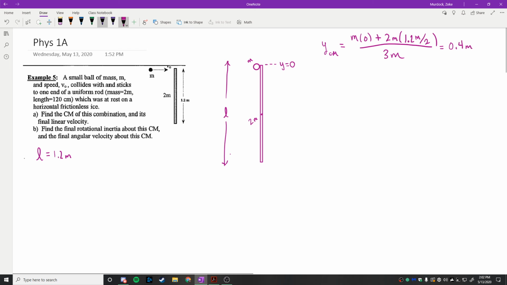And that tells us where the center of mass of this object is. And let's see, 0.6 would be there, so 0.4 is like a third of the way down, so something like right here. That right there is what we call the y-coordinate of the center of mass for the whole system.